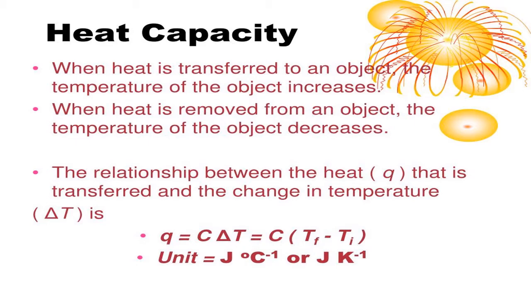Now, one more important piece of information regarding the heat capacity. When heat is transferred to an object, the temperature of the object naturally increases. Similarly, when heat is removed from an object, the temperature of the object decreases. So the relationship between the heat that is transferred and the change in temperature is Q equals C into delta T. So what is the unit of C? It is joules per degree centigrade or joules per Kelvin.